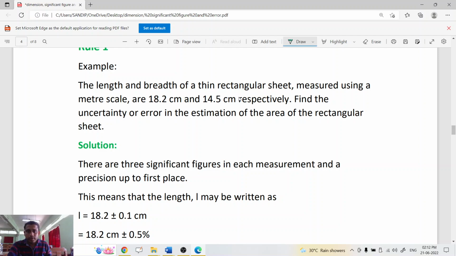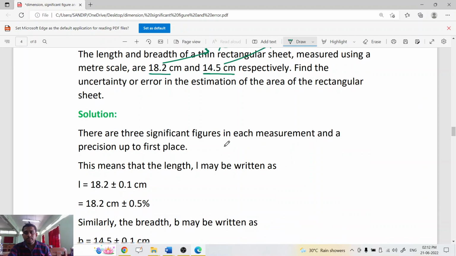the length and breadth of a thin rectangular sheet taken in the meter scale are 18.2 centimeter and 14.5 centimeter. This is L, length, and this is breadth. So if we want to find out the error or uncertainty in the estimation of the area of the rectangular sheet, at first we have to find out the normal area. What is the area? Simple, actually original area, that means length into breadth.